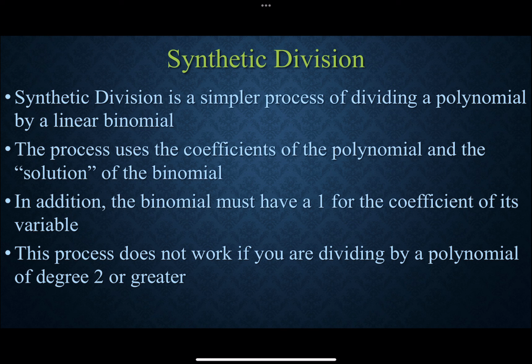The problem, of course, is synthetic division will only work if there's a coefficient of 1 in front of the variable. So if there was a 5x plus 2 we were dividing by, we'd have to divide everything by the 5 first to get rid of that to then be able to actually solve the problem. It also doesn't work if the divisor has a degree of 2 or greater. So if we're dividing by an x squared or an x cubed or anything else like that, we can't use this method. This method only works if it's a linear binomial expression.